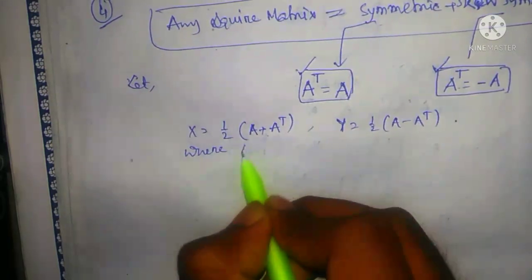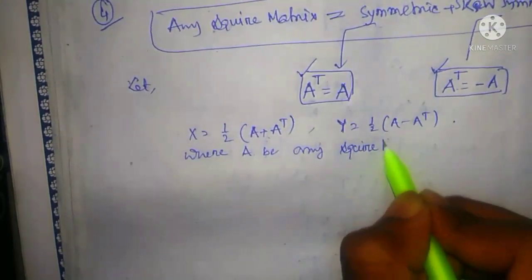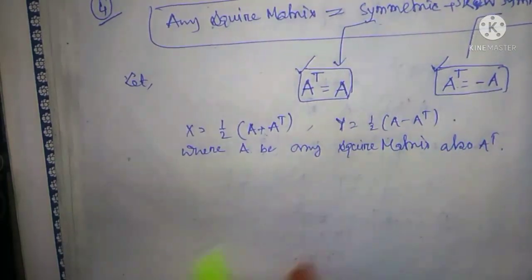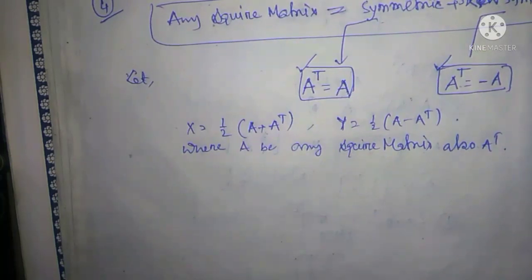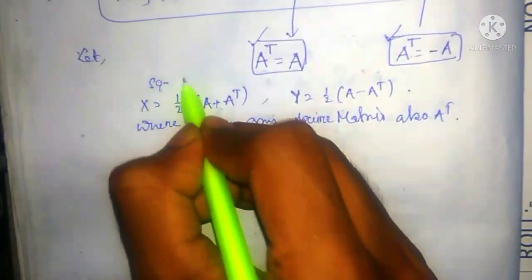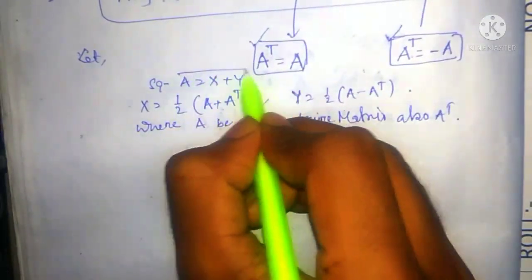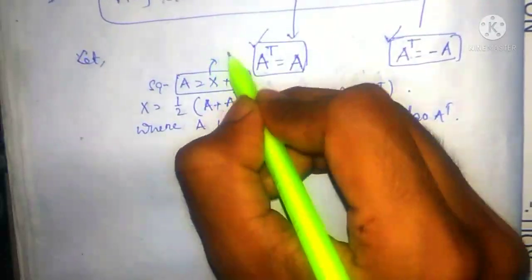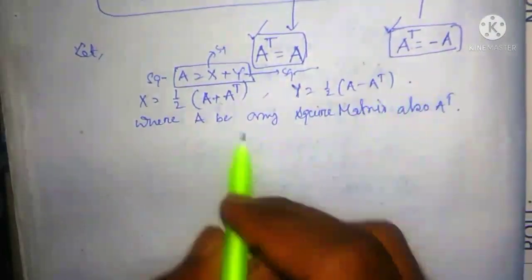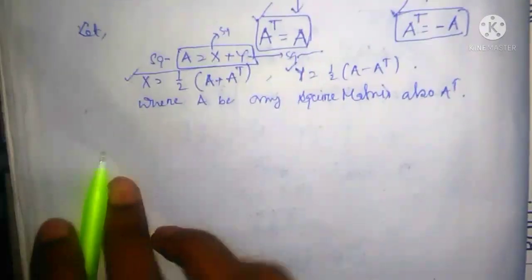Where A is any square matrix, and also A transpose. Okay, my aim is to show that the square matrix A equals X plus Y, where X is a symmetric matrix and Y is a skew symmetric matrix. So for that reason we take X equal to that and Y equal to that.